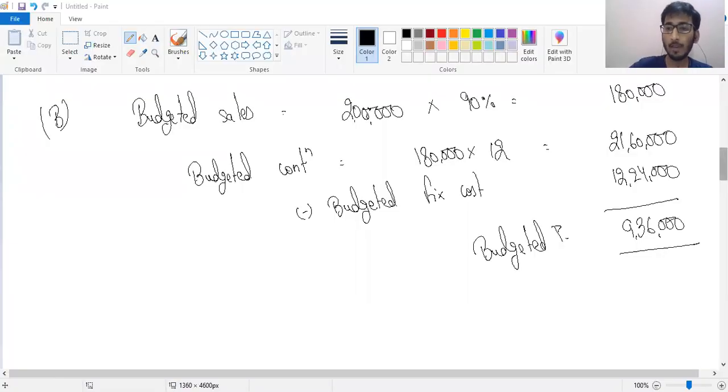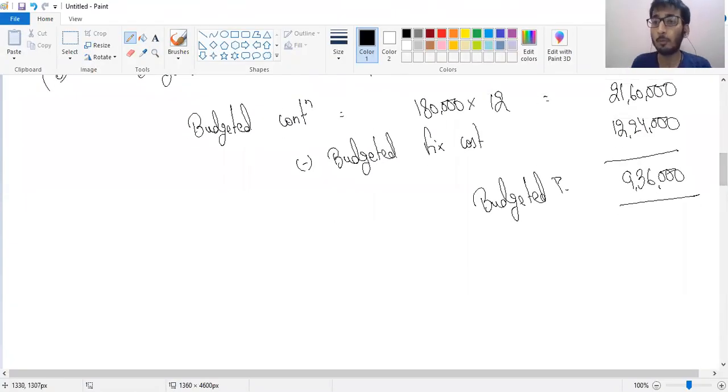So basically, we have calculated the budgeted profit, and the question is asking us to calculate the increase in price necessary to achieve the budgetary profit. Just see the changed scenario. There is no change in the fixed cost, but there is an 80,000 change in the variable cost. Further, there is one more change in the units produced. Now only 15,000 units are produced.